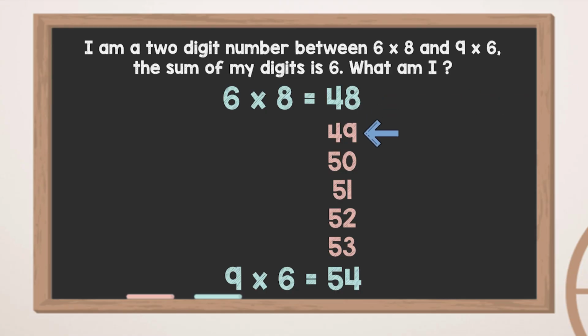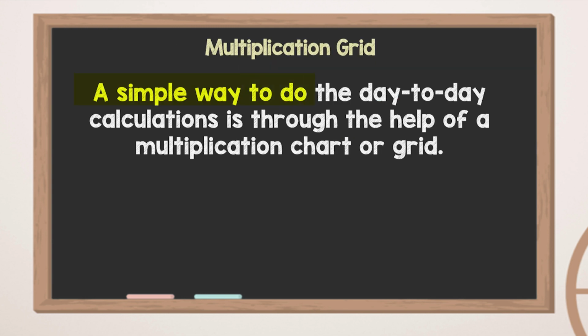What are the numbers found between there? 48, 49, 50, 51, 52, 53. So, which number falls in the middle? The sum of the digits is 6. Did you say 51? Excellent job, boys and girls. 51 is found in the middle of those two products. And when you add the 5 and 1, you will get 6. Good job.